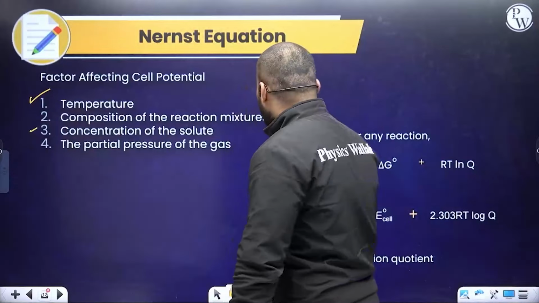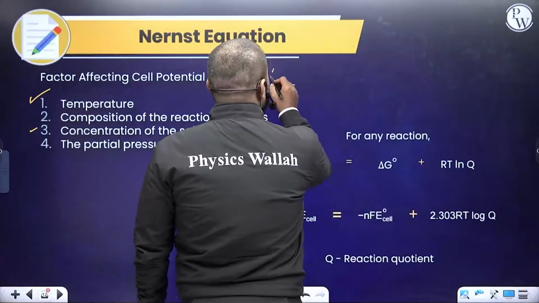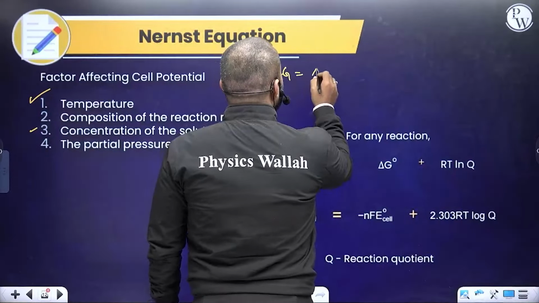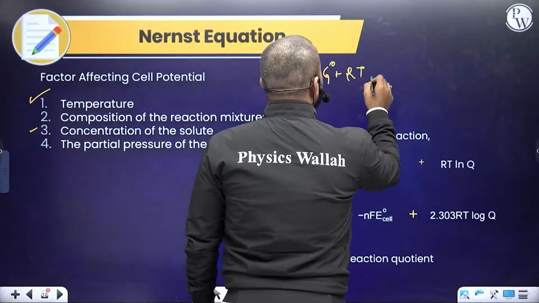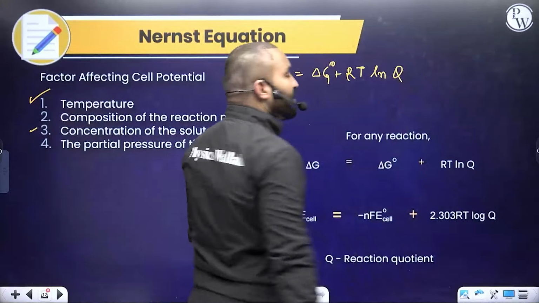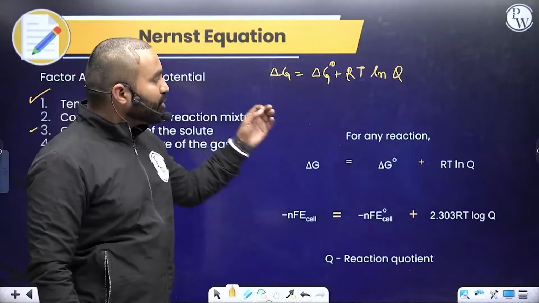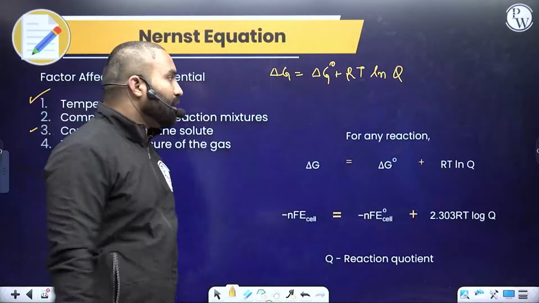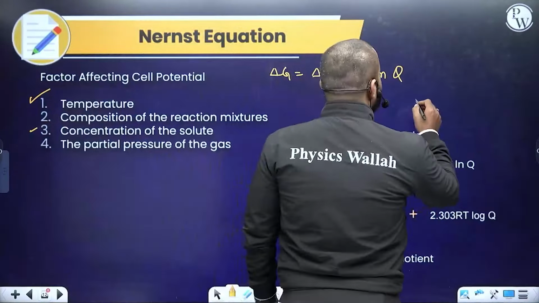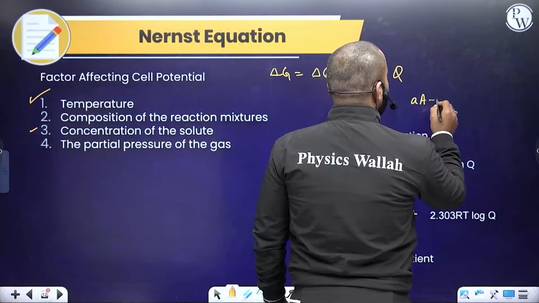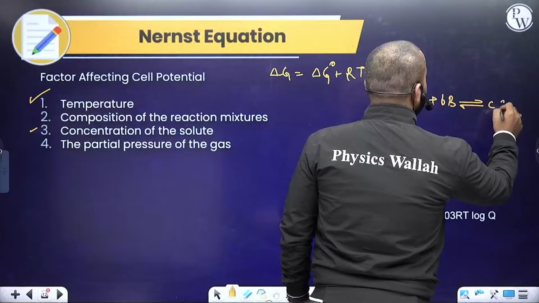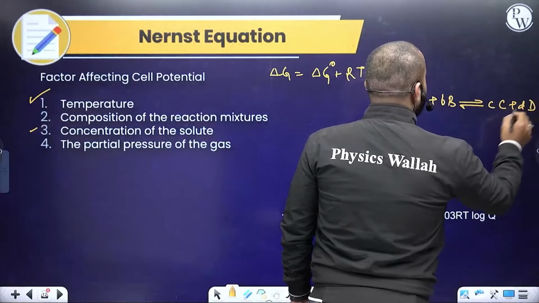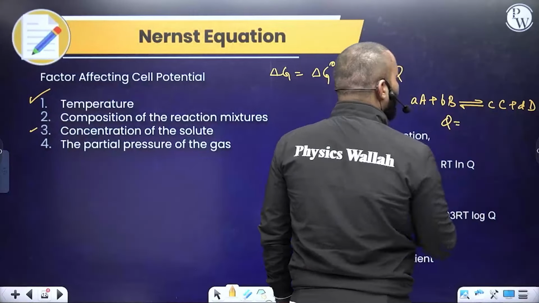We know this formula: delta G equals delta G naught plus RT ln Q. What is Q here, guys? Q is the reaction quotient. I am very sure you know the reaction quotient from the chemical equilibrium perspective. Suppose there is a reaction, a moles of A reacting with b moles of B in equilibrium with c moles of C plus d moles of D. Now can you write Q, the reaction quotient, for this?